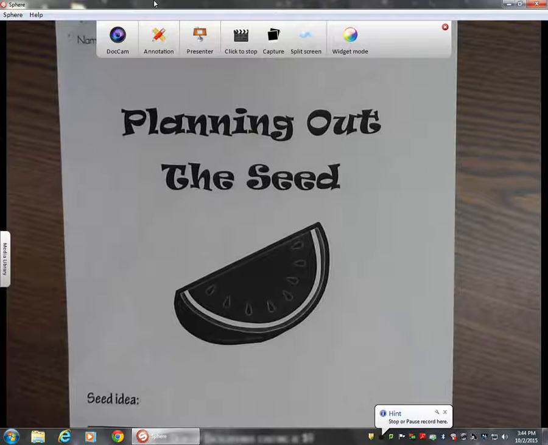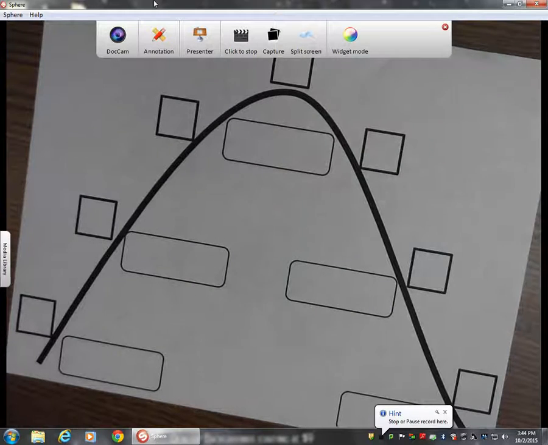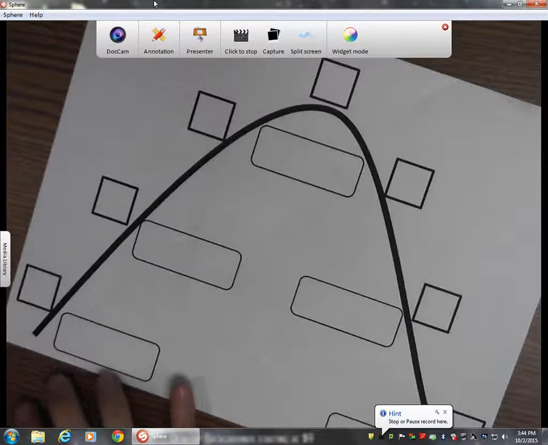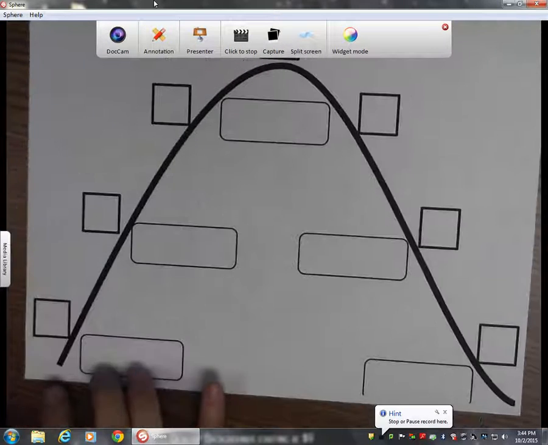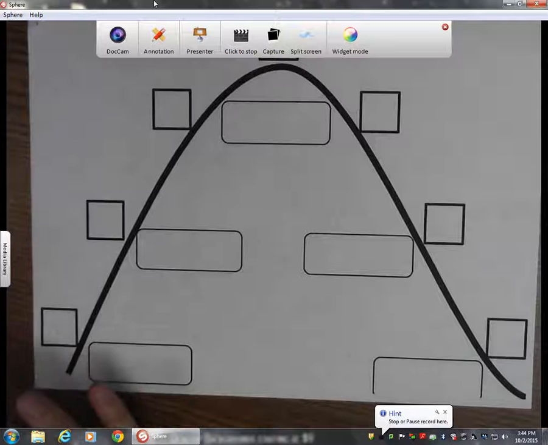When I am creating a story mountain, I want to keep in mind that I should have events with action on the outside and feelings on the inside. I also want to make sure that my feelings change throughout the story. I am now going to show you how to create a meaningful story mountain.